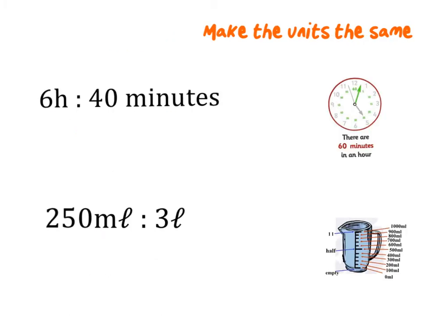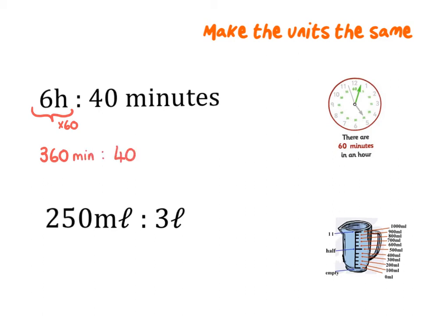When you are given a situation where the units of the two numbers in your ratio, or three numbers, are not the same, you will have to make them the same unit. So hopefully you know that there are 60 minutes in an hour. If you didn't, there's a little note here for you on the right. So I'm going to make the 6 hours also into minutes. And I do that by multiplying the 6 hours by 60 in order to get it to minutes, and that is 360 minutes.